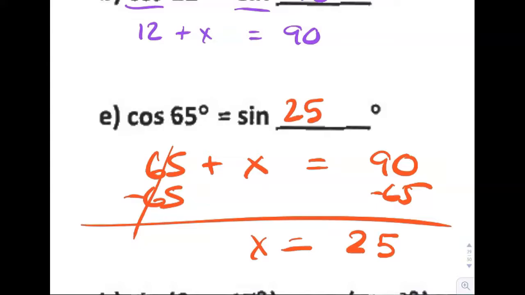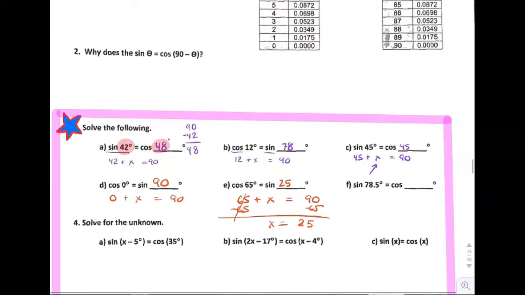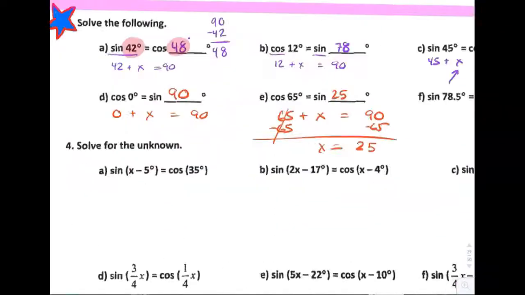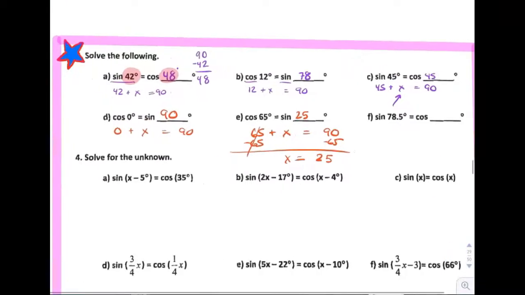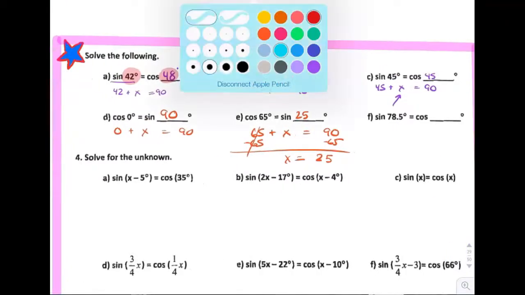The sine of 25 is the same thing as the cosine of 65. All right, let's jump down and do some algebra now. What is this? Well, if you remember, let's follow the pattern, right?